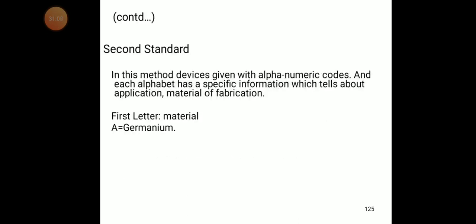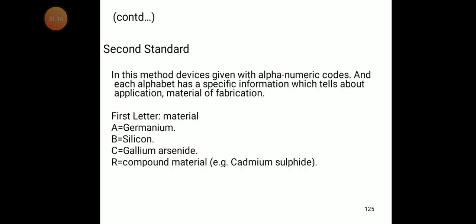The second standard we may have like this. In this method, devices are given alphanumeric codes, and each alphabet has specific information which tells about the application and material of fabrication. So this second standard is also important. What it indicates is that in the second method, devices are given alphanumeric codes, and each alphabet has specific information about the application and material of fabrication.